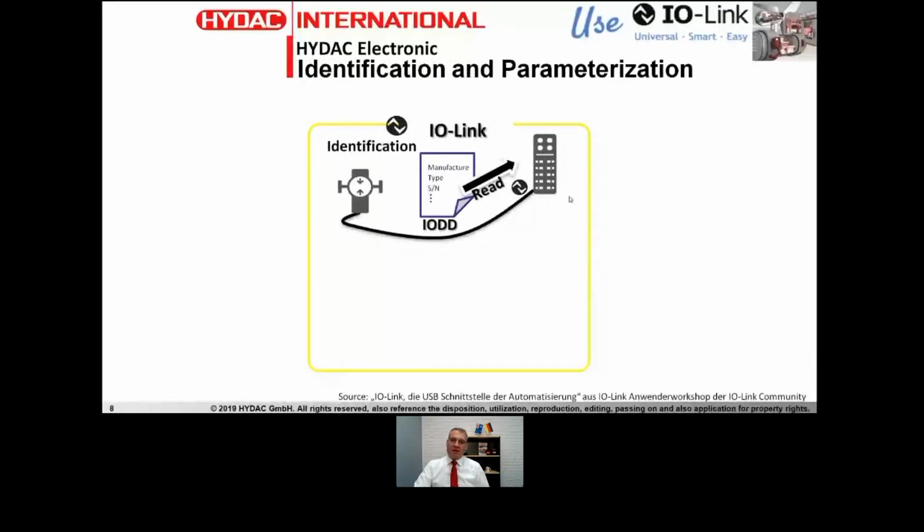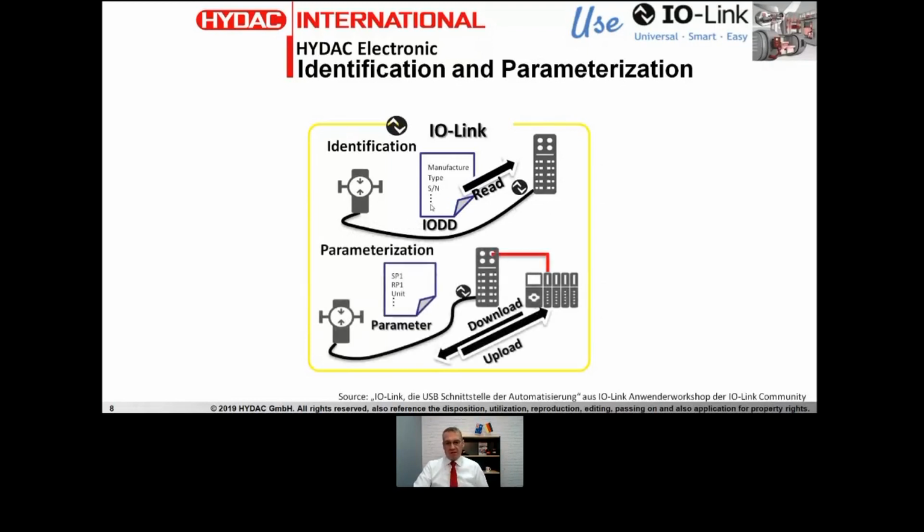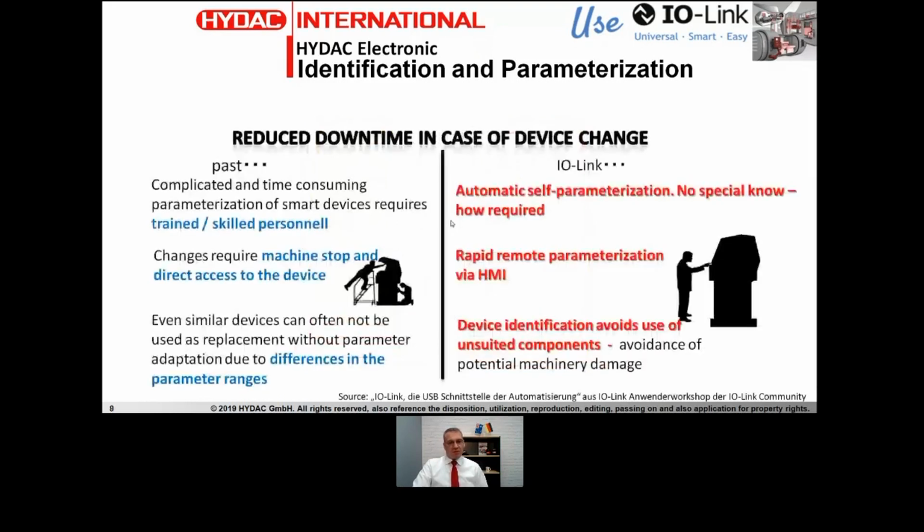If you connect an IO-Link sensor to a master, the master will recognize that and will read out the type and the serial number of the sensor. After that, the master can write down the parameter setting directly into the sensor. So there is a bidirectional communication between the sensor and the master. This behavior will reduce downtime of all your production lines.